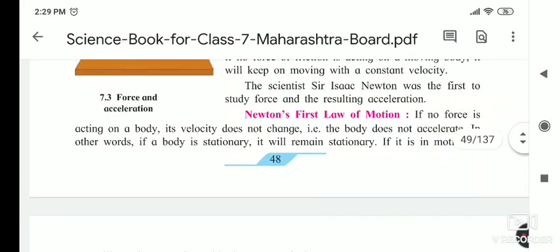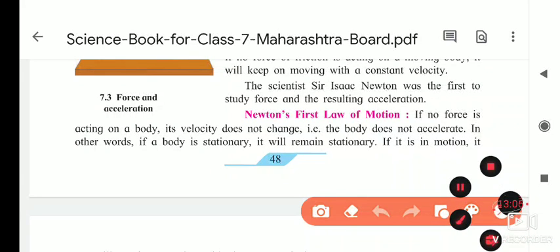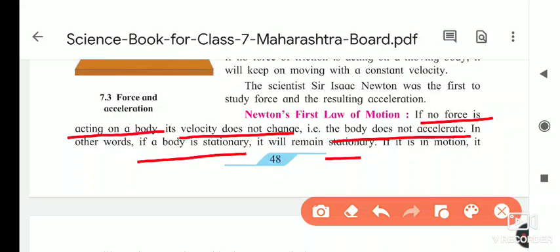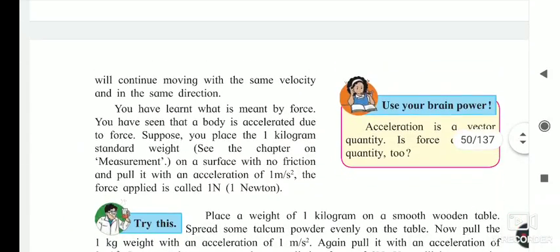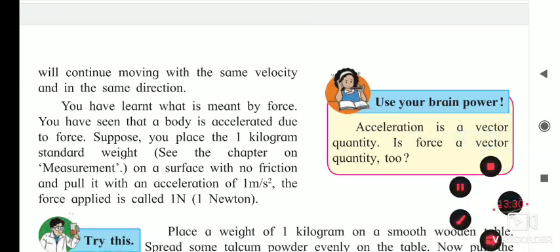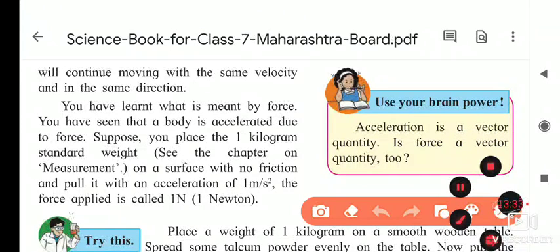Again we will see the statement. If there is no force acting on a body, its velocity does not change, that is, the body does not accelerate. In other words, if a body is stationary, it will remain stationary, and if it is in motion, it will continue moving with the same velocity and in the same direction. So that is Newton's first law of motion.